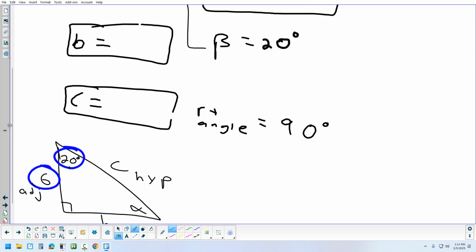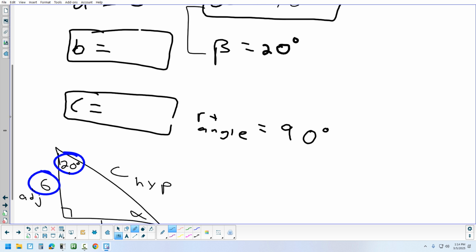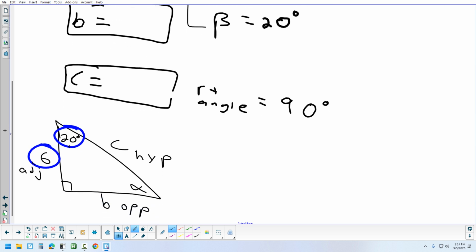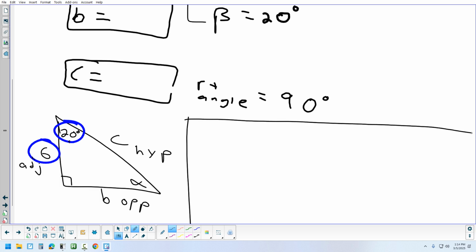Which one do we want to do next? Wait, so whichever angle is given, that's always the one that's like the theta? Yeah. Okay. Yep. So which side do you want to do? C? Okay. Find C. Okay, so first step, you're finding C.